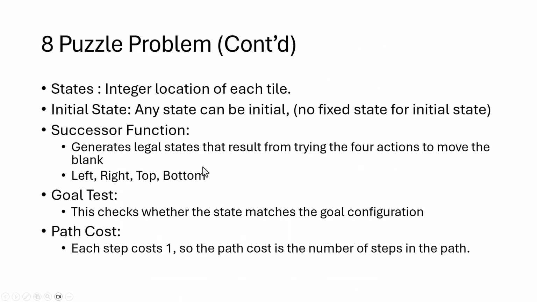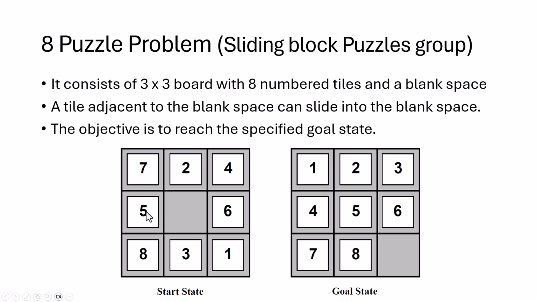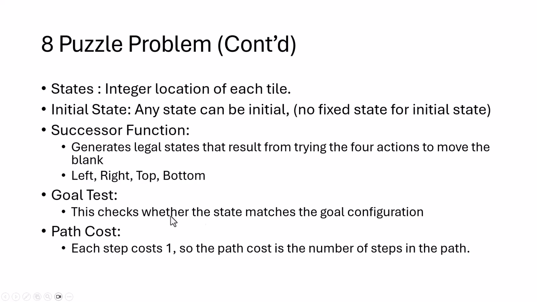So the successor function, the initial state can be any state. There is no fixed state for the initial state. Normally we jumble up the tiles and then ask people to reach the ordered state. So the successor function generates legal states that result from trying the 4 actions to move the blank: left, right, top, and bottom. So you can move the blank to the left, then 5 will come here. Move the blank to the right, then 6 will come here. Move the blank to the top, 2 will come down, and move the blank to the bottom, then 3 will come up. Something like that. So the goal test checks whether the state matches the goal configuration.